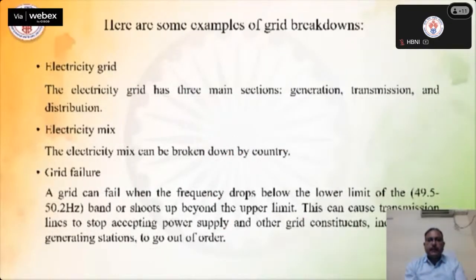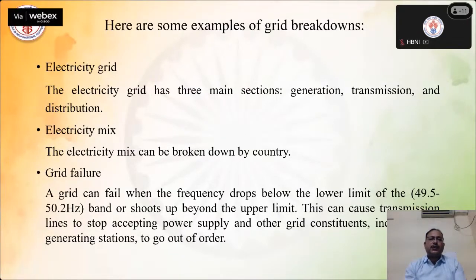Examples of grid breakdown. Electricity grid. The electricity grid has three main sections: generation, transmission, distribution. So when generation is stopped, transmission will stop and distribution will stop. You can just imagine, if you are not able to generate energy, what will be the impact? Every industrial area will be stopped. We will stop the production. We will stop the trains. Everything will stop if you are not able to transmit and distribute.